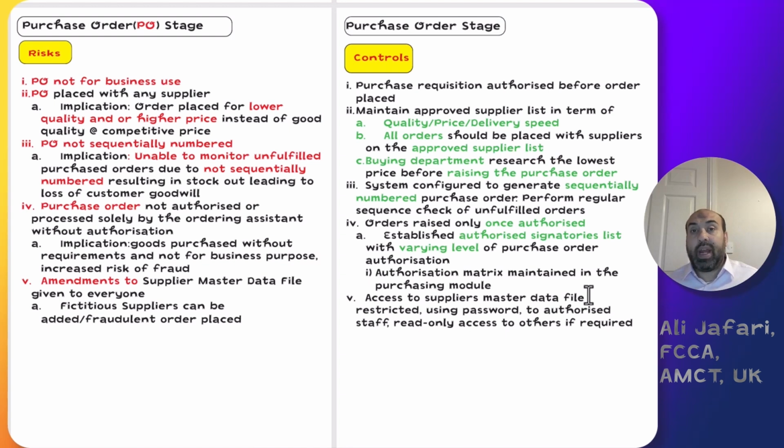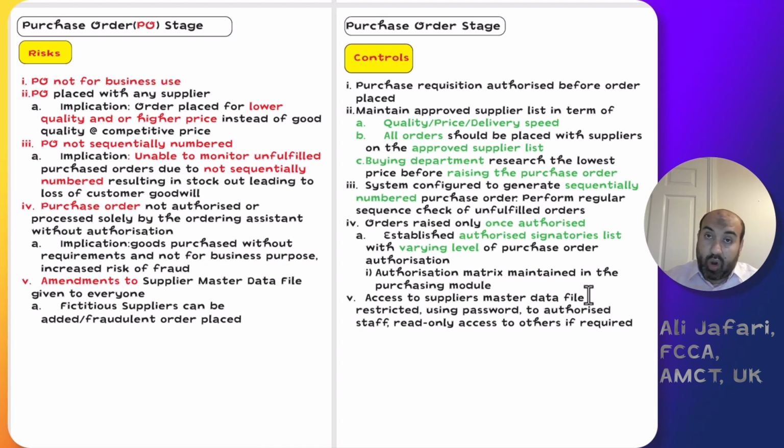Next control that you should be aware of is that all purchase orders must be authorized before the orders are placed. If, for example, in the given exam scenario, the examiner tells you that the purchase orders are placed without authorization, then that is a deficiency in the purchase system, and you would say that if the orders are not authorized, there is a risk that the goods being bought are not for the purpose of business, and they may not be for the business requirement, and there is an increased chance of fraud.